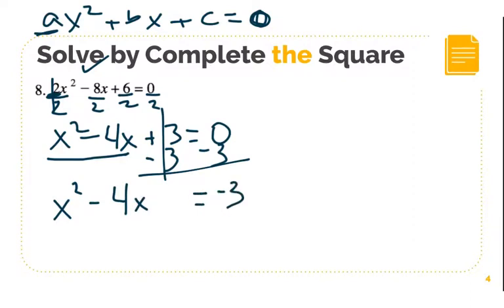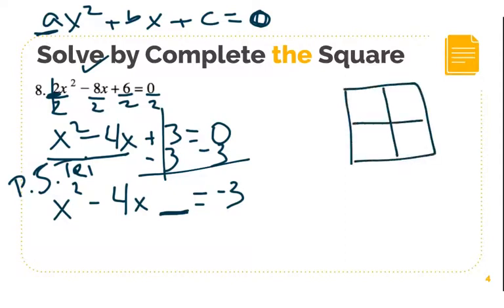Now, if you notice, I leave a space here because what I'm trying to do is get this side to be a perfect square trinomial. So I'm going to draw my square, and remember, this has got to be a perfect square, so exactly the same factors on the top as on the side. So I take x squared like I normally do and put it in the first box. This is already a perfect square because it's x times x.